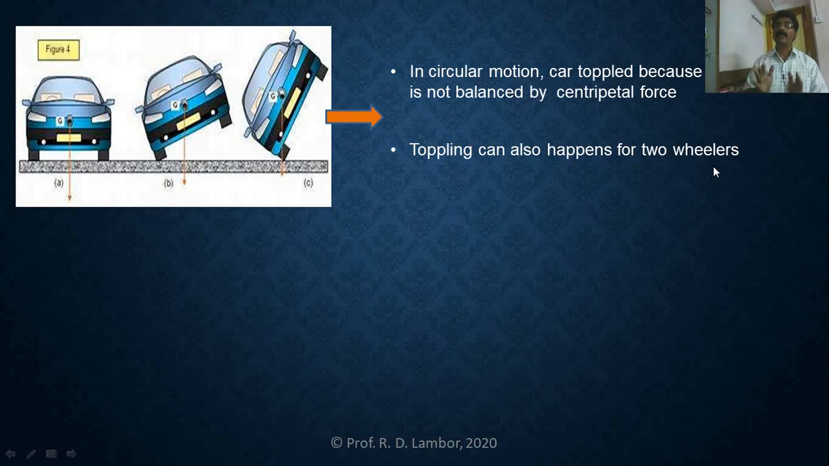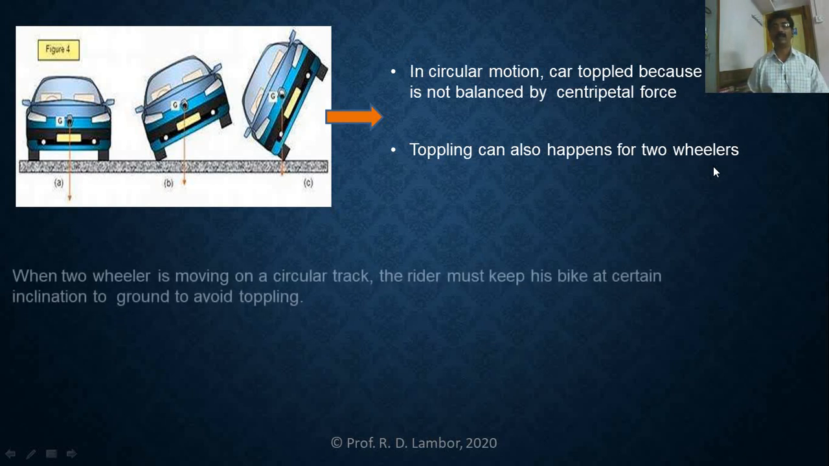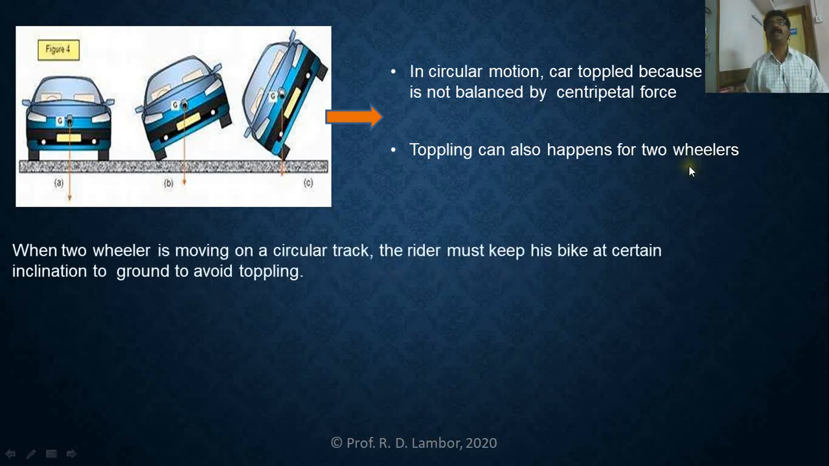That two-wheeler rider, while taking sharp turns, tilts himself, leans himself through a suitable angle with the horizontal or with the vertical. For what purpose is he tilting himself? When a two-wheeler is moving on a circular racing track, the rider must keep his bike at a certain inclination to the ground. For what? To avoid toppling.